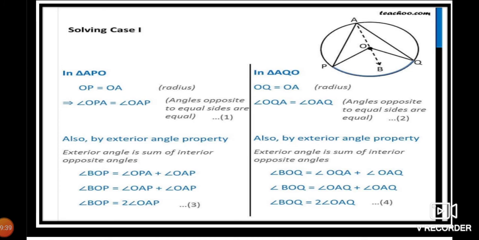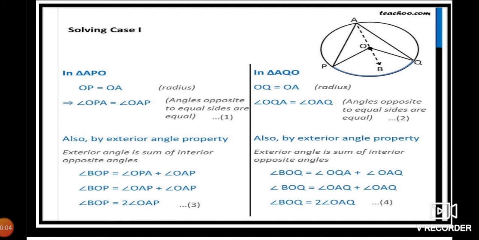PAO. So, observing carefully, the second step: angle BOP equals angle OAP plus angle OPA, and instead of that we write angle OAP plus angle OAP because they are equal. That's why angle BOP equals 2 angle OAP. That is equation number 3.